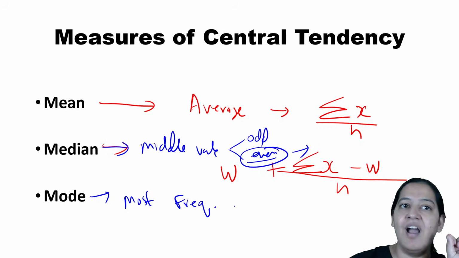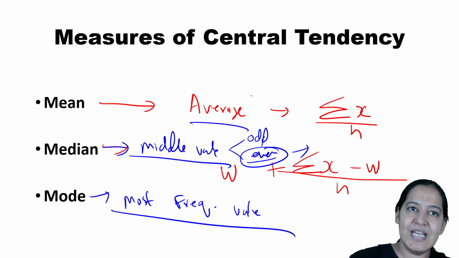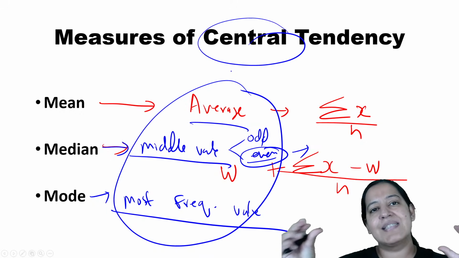Mode is the most frequently occurred value. So average value, middle value, most frequently occurred value. These three things represent the central tendency for a set of data, a set of observations.